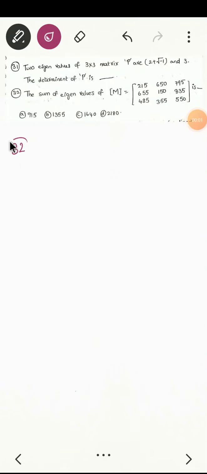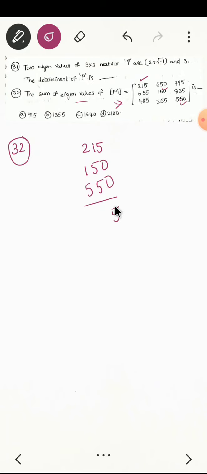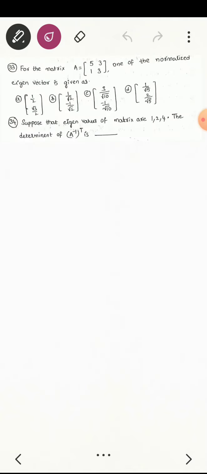Problem number 32, the sum of eigenvalues. They are asking what is the sum of eigenvalues. As we know, trace is equal to sum of eigenvalues. So just add the values of the diagonal elements: 2 plus 1 plus 5, plus 5 plus 5, plus 4 and 9. That gives 9, 15. So option A is correct. We are done with this. Next, problem number 33.